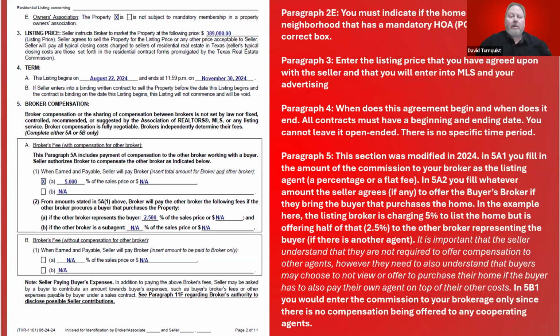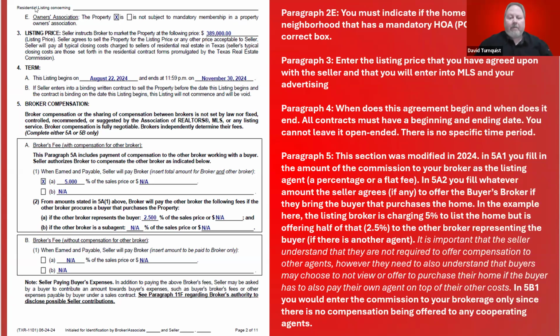Part of the lawsuit issue was that some sellers felt that they were being forced into paying for the buyer's agent, and they didn't want to do that. Now, there was never mandatory buyer compensation, but they felt that it wasn't explained to them well enough. So now the new contract clearly explains that, hey, you don't have to pay the buyer's agent if you don't want to. And then you can offer them this or nothing. So let's talk about that.